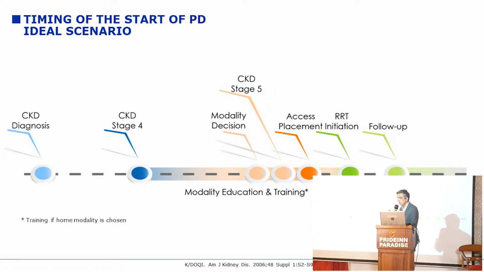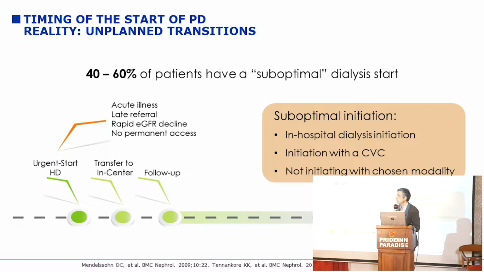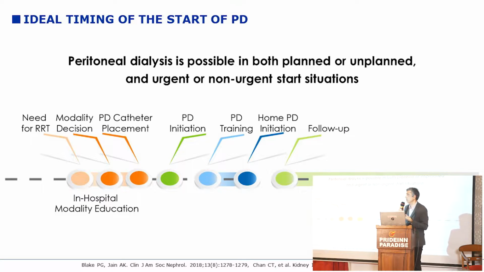This is a typical journey of the patient, but what we know is that it is not going the way we want. There is 40 to 60% of suboptimal dialysis start, which is in-hospital dialysis initiation with a catheter, and then not initiating with the modality. The patients are inserted a catheter, and then we start treating, and this is not an optimal way to start. This is called unplanned transition. PD can be applied in both planned and unplanned, and also in urgent and non-urgent situations, so we should not think that PD is not valid for unplanned transitions.